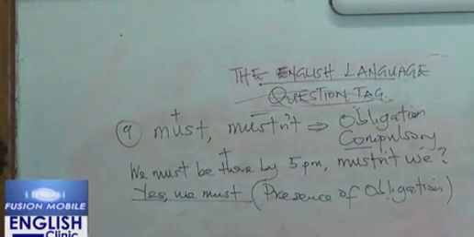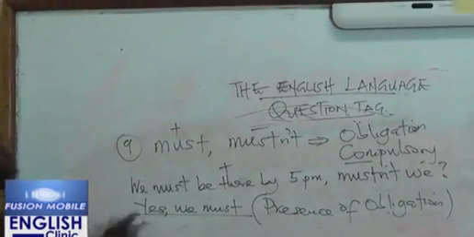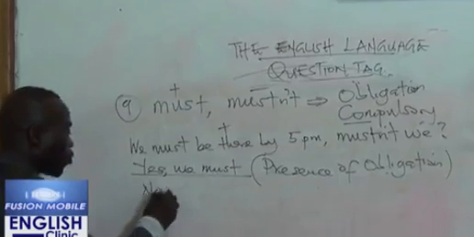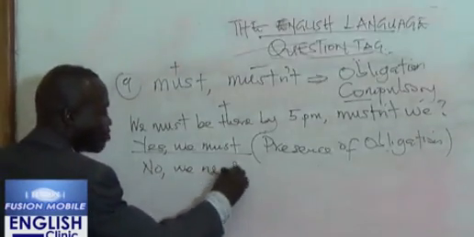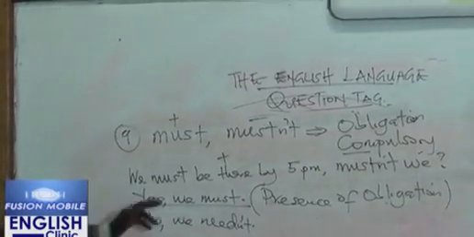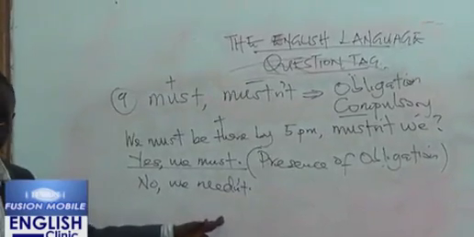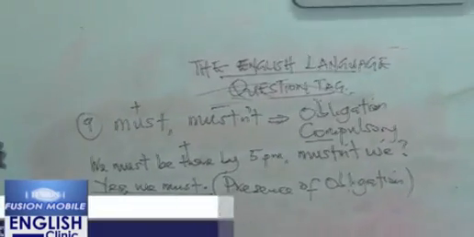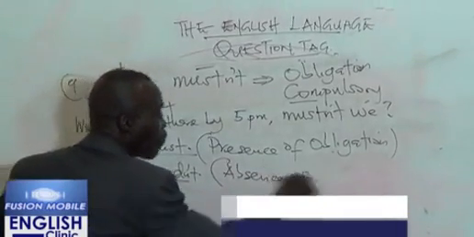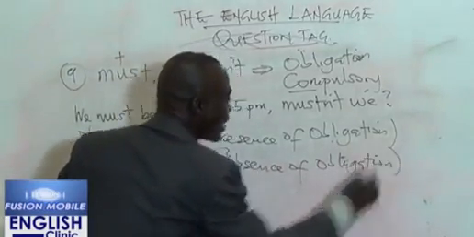But if there is no obligation, we want to express an absence of obligation. We will not say, no, we mustn't. We will say, no, we needn't. So in this instance, the opposite of must is needn't. So needn't means what? There is an absence of obligation.